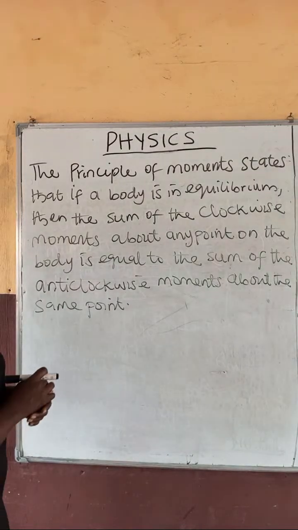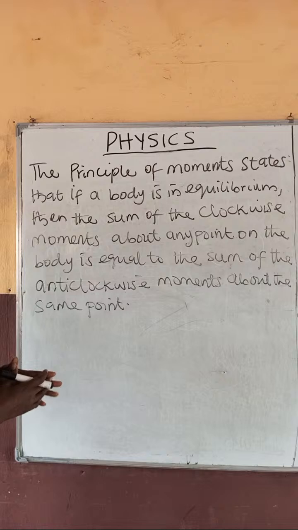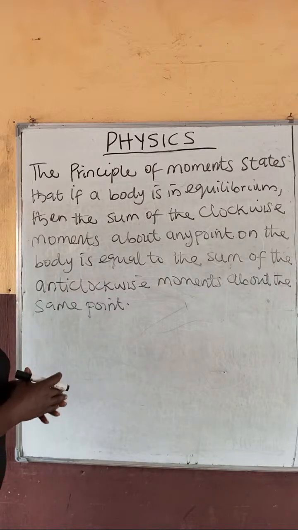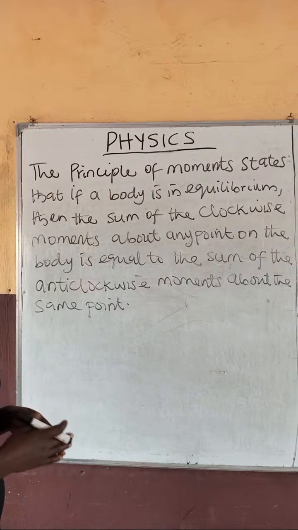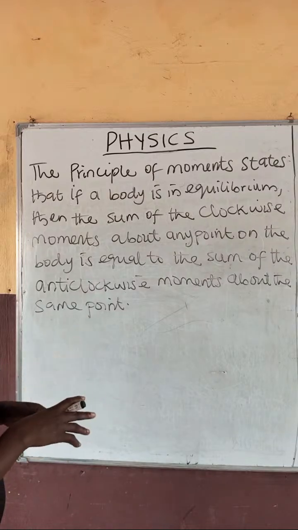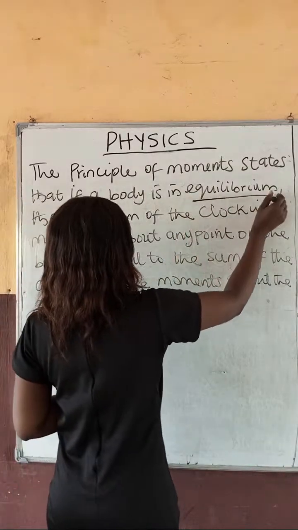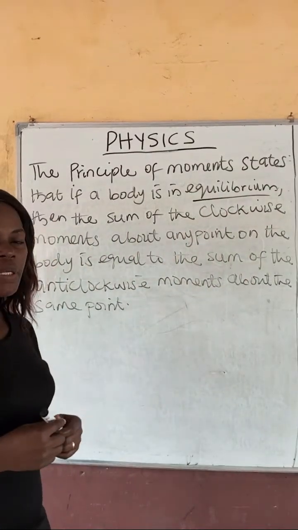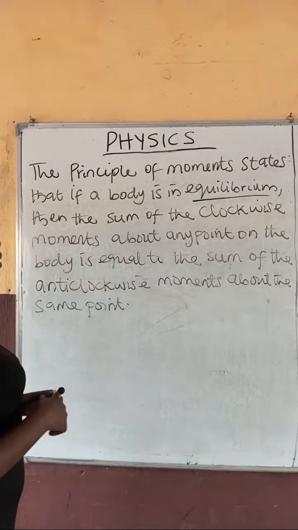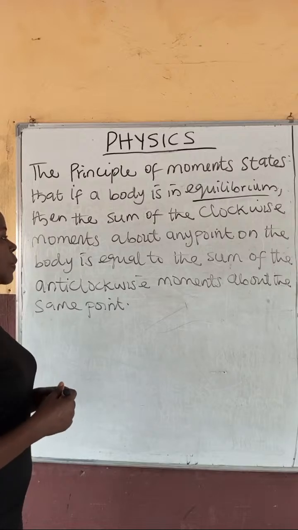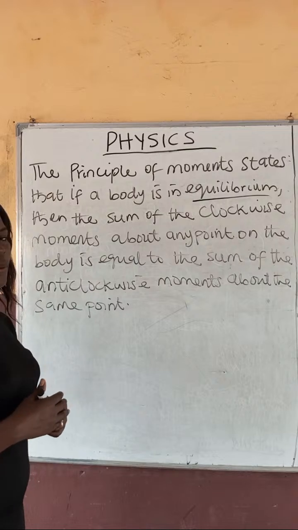All right, the principle of moment says that if a body is in equilibrium, then the sum of the clockwise moments about any point on the body is equal to the sum of the anti-clockwise moments about the same point. Okay? Equilibrium means if the body is balanced, that means it's in equilibrium. Then the sum of the clockwise moments about any point on the body is equal to the sum of the anti-clockwise moments about the same point.